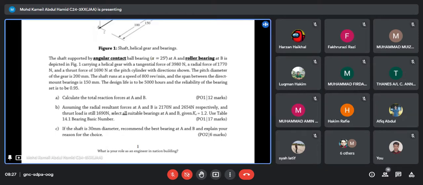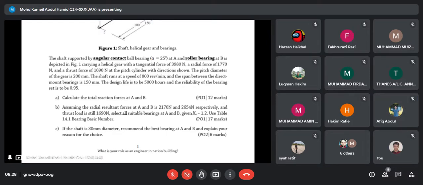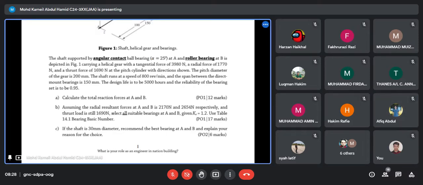Yes. Okay. So remember, roller bearing there is no thrust. That is the point that you have to remember. So roller bearing, there is no thrust load. The thrust load is only for the angular bearing. Okay, so please remember that.